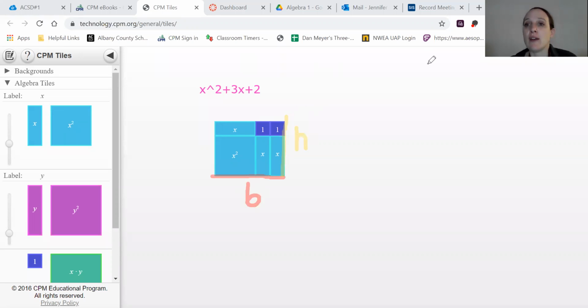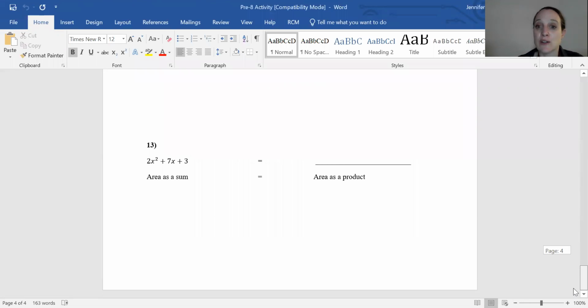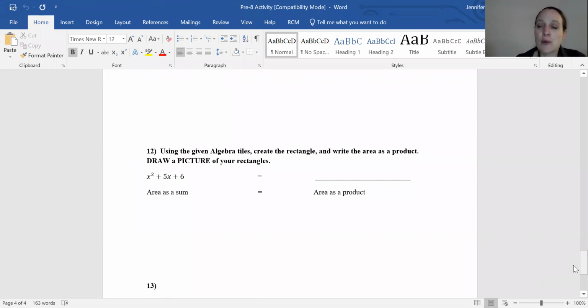Okay. All right. For the rest of this station, you need to finish 11 and 12 and see if you can do 13. Okay. You've been given the pieces. Take those pieces and make a perfect rectangle. And we'll see your answers when we get to class tomorrow.